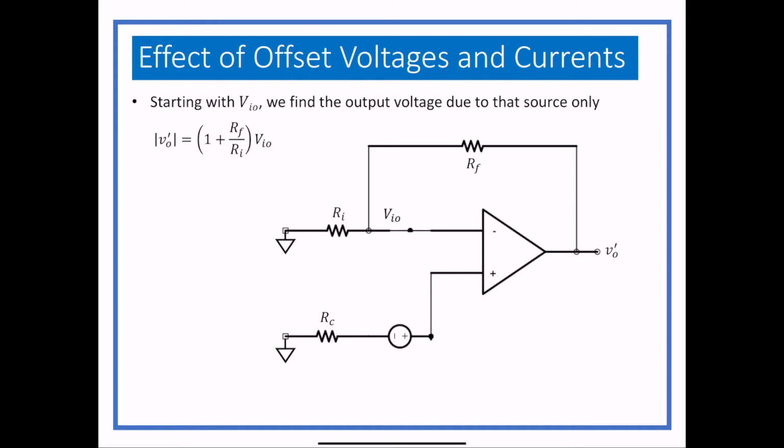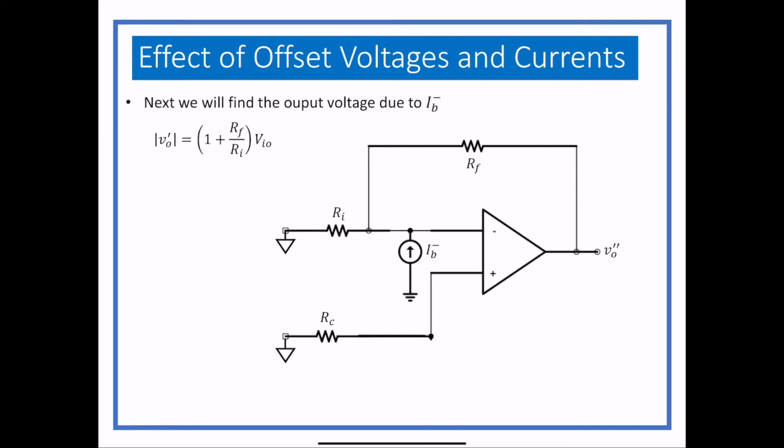So we're going to look next at IB minus. That's just one current source. And what we have there, first of all, RC still doesn't have an effect on the circuit. So we've got 0 volts at the point of the non-inverting terminal. And basically, what we have is current that is flowing out of IB minus. Is there any current going through RI if it's got 0 volts on either side? No, there shouldn't be. It's got 0 volts on the right and 0 volts on the left.